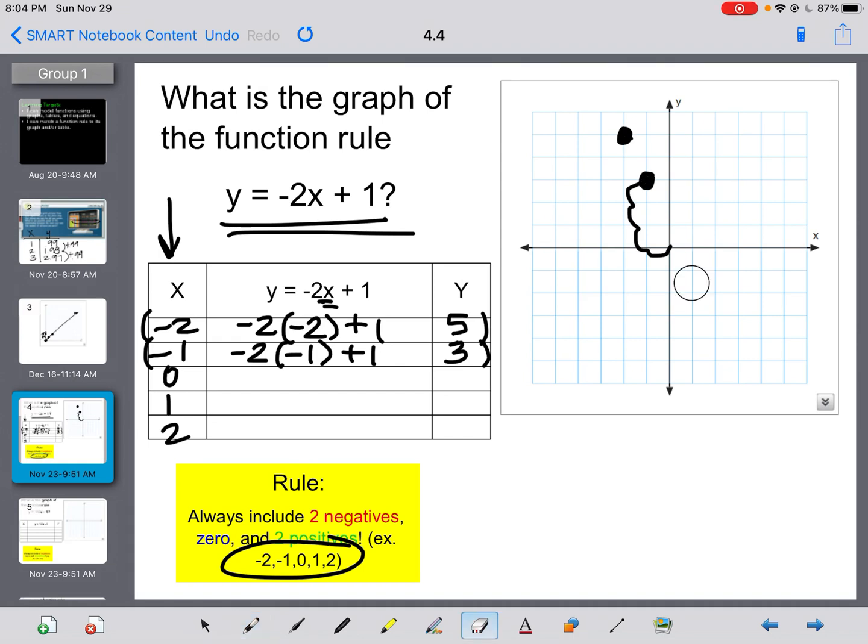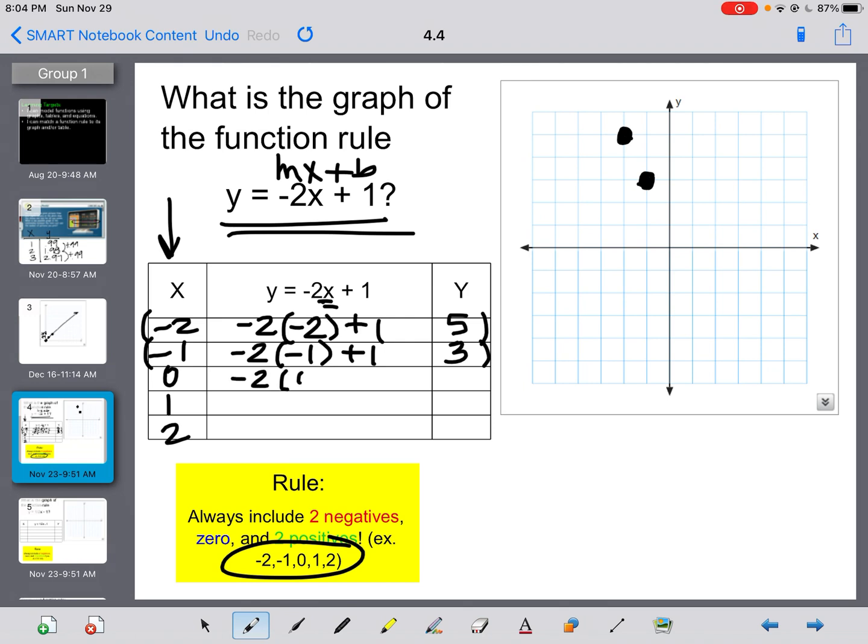Okay, if I look at this function rule and the graph, I should be able to kind of tell what kind of a graph this is going to be. This looks like a y equals mx plus b graph. So this should be a straight line, but we have to finish our table to find out.